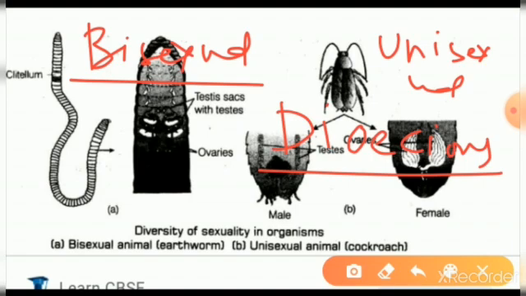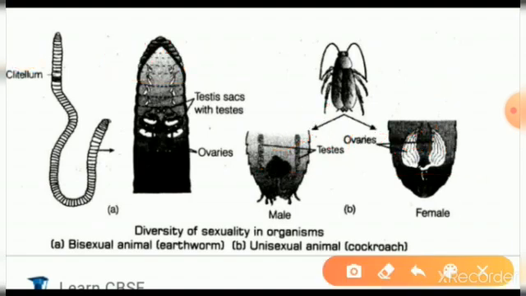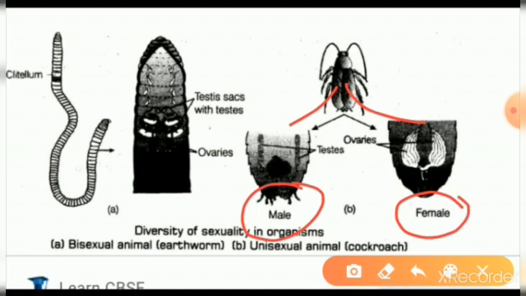Unisexual individuals are those in which the sexes are separate. Separate means the individual is either a male or a female. When these sex organs are present in two different individuals, then those individuals are known as unisexual, or dioecious individuals.